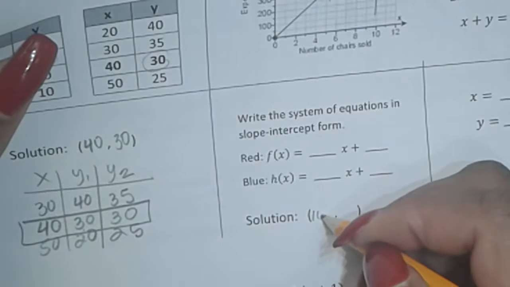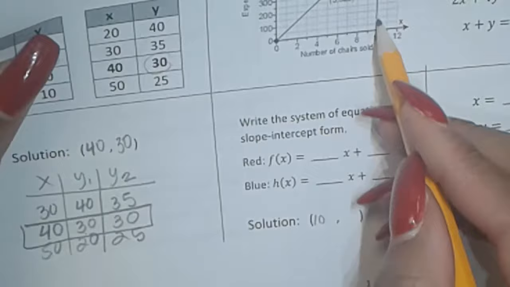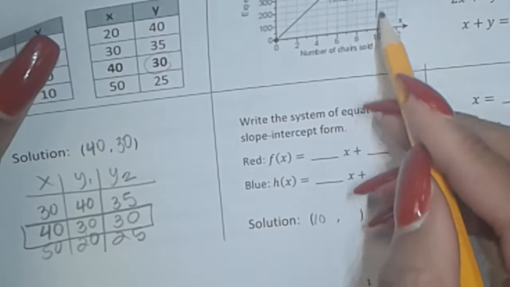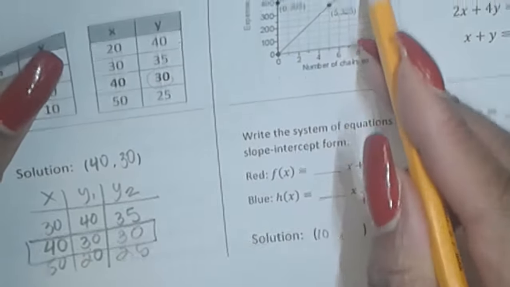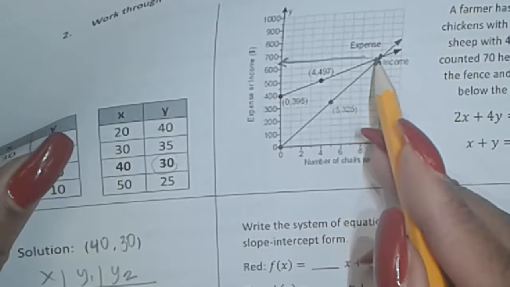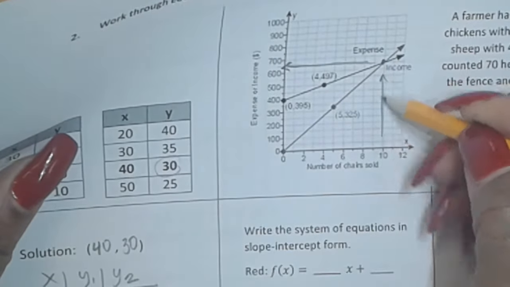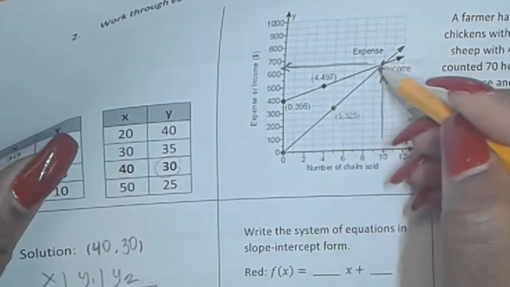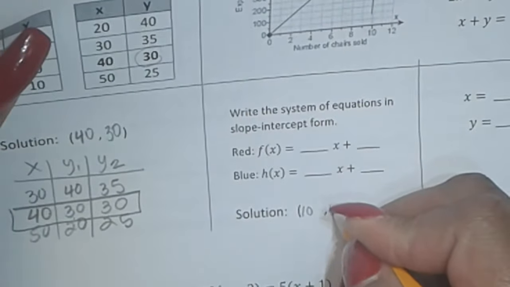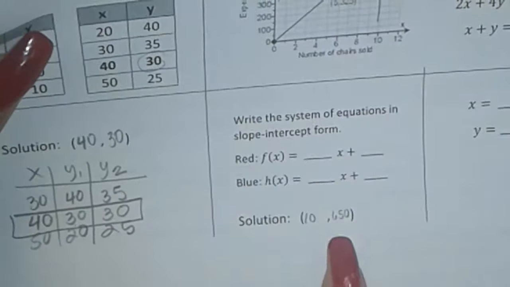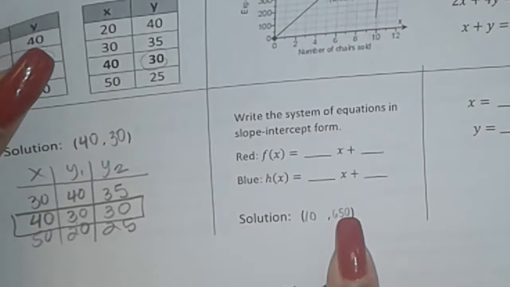So I write 10 for x because that's the x-axis. It's at 10 right there, see? And then 650 right there. Let me bring it down so you can see that. Sorry about that. 10, 650. I have it zoomed in, so I apologize for that. But now you see that it's 10, 650.